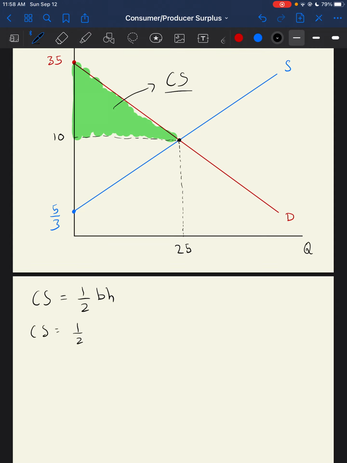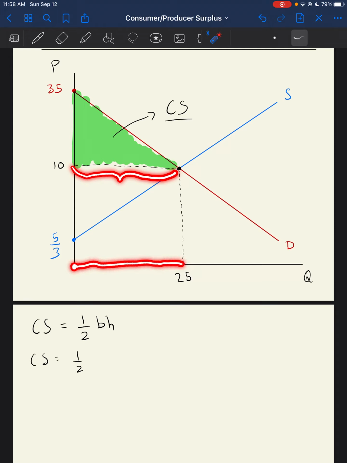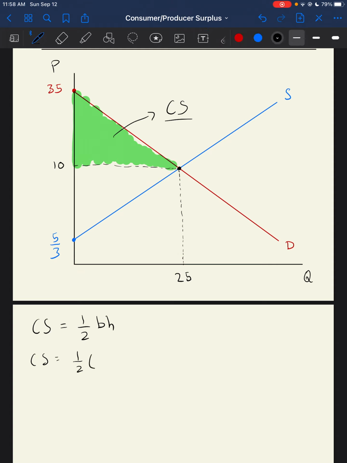Lucky for us, since we've already done the graphing, we know what the base is, right? The base is essentially this length right here, and this length is just from 0 all the way to 25, because we have 25 as our equilibrium quantity. So that's going to be our base, and we're just going to plug that in. We know what the height is as well. The height of this triangle is essentially from this point to this point right here, so we have this length, 35 minus 10, 25. That is going to be our height.